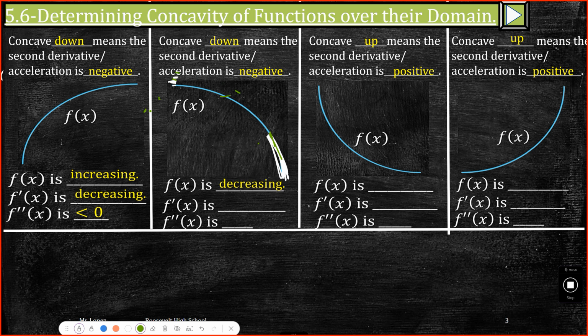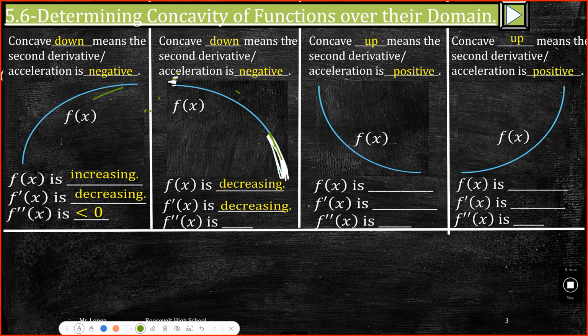Depends on what we want to focus on. If we want to focus on f prime of x, it is decreasing, and it's decreasing for both of these. So f prime of x is decreasing. F double prime of x is what? Negative. We could just say f double prime of x is negative.